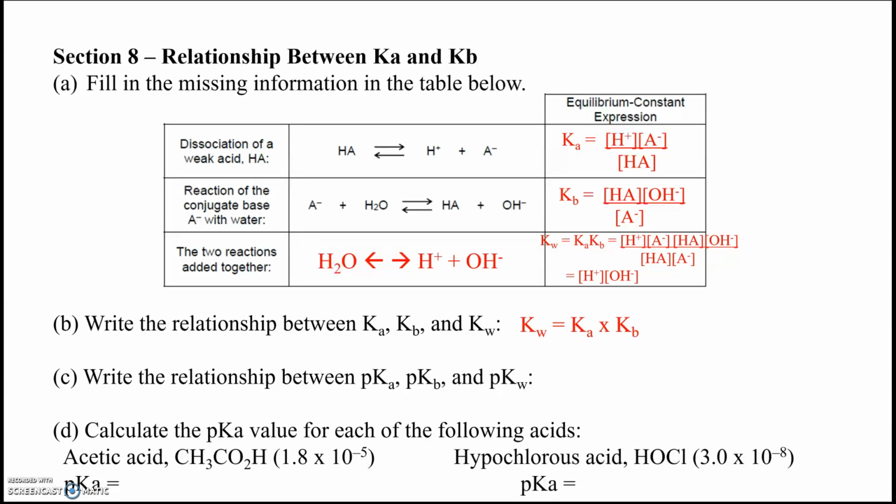So we want to write the relationship between Ka, Kb, and Kw. We get this one, which we've seen before. And again, for the P function, 14 is equal to pKa plus pKb. And so now we can easily compute our pKa's for acetic acid and hypochlorous acid. We'll stop there. This is the end of part 3, and we'll pick up in a minute.